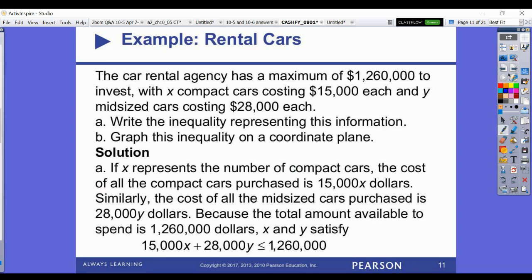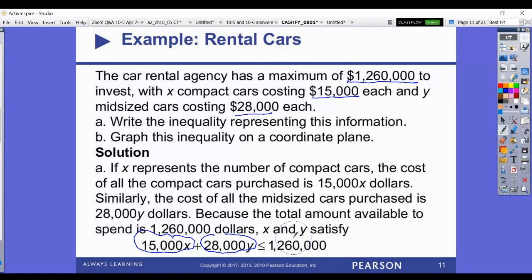There was another restriction on this, and that is the maximum amount of money we want to spend. So we only want to spend 1.26 million. Now they're going to tell me that compact cars are 15,000 and midsize are 28,000. So we need to write an equation for that. Well, I'm buying 15,000 times X compact cars, 28,000 times Y mid-sized cars, and I have at most 1.26 million to spend. So here's my new equation.